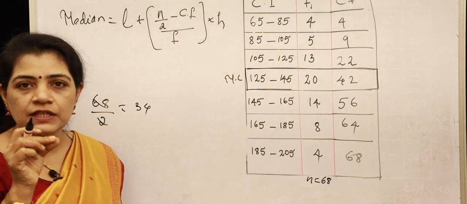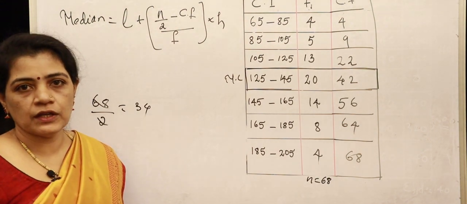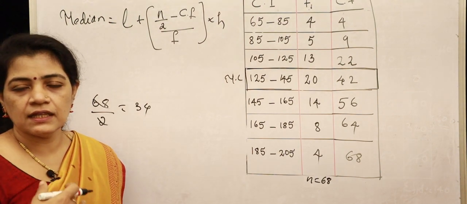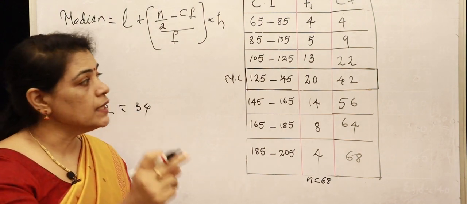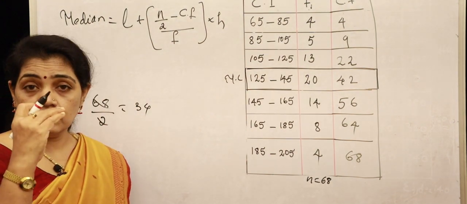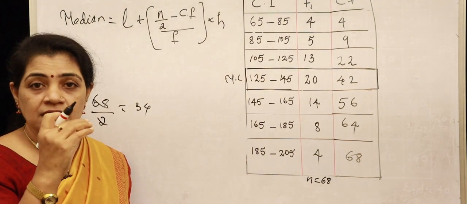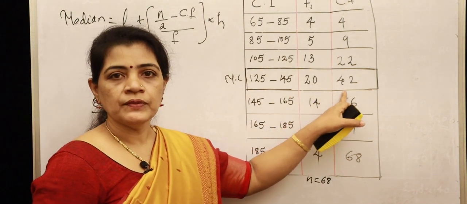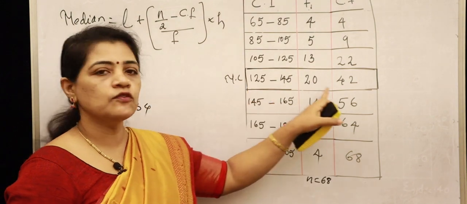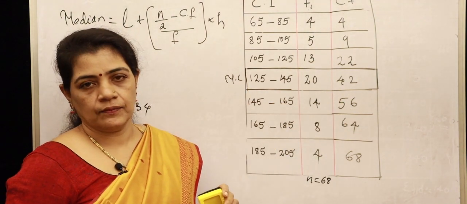Take half of sigma fi, or the sum of the frequencies, 68, divided by 2, that is 34. In the cumulative frequency column, the entry just above n by 2 is 42, and the class corresponding to that 42 will give you the median class.